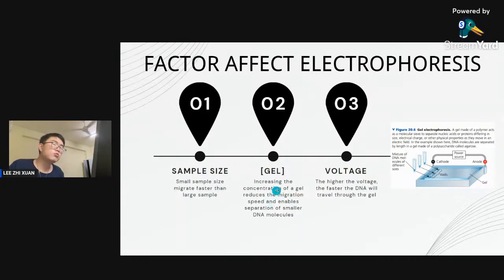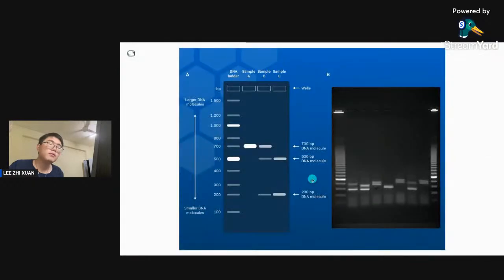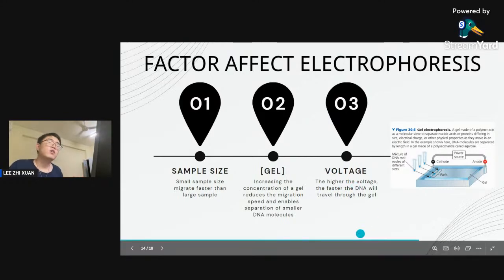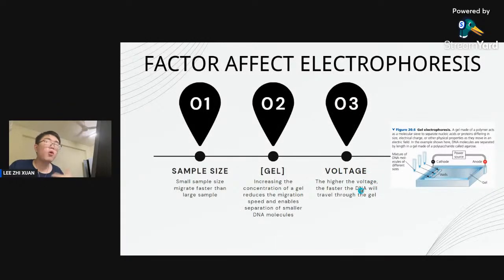So if you compare, although the same color, same bands here, same size, if you increase the gel concentration, normally the bands will occur somewhere here. It will move more slowly, reducing the speed. Okay, and then voltage, of course, if you apply high voltage, your speed can be faster.